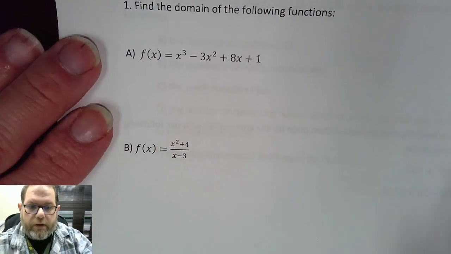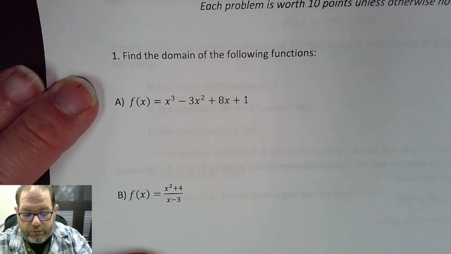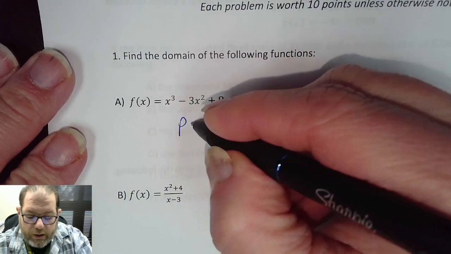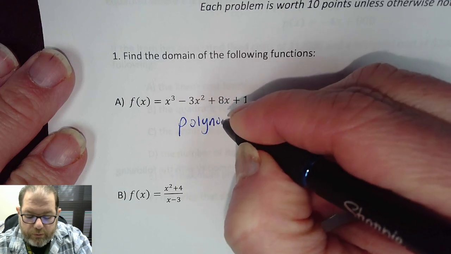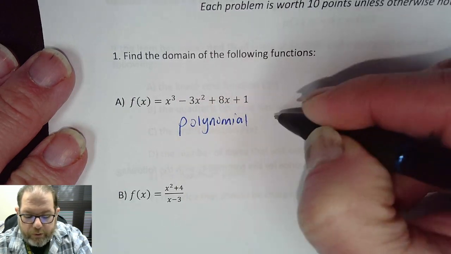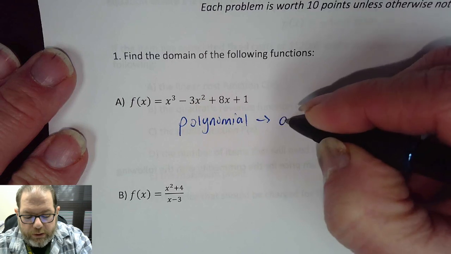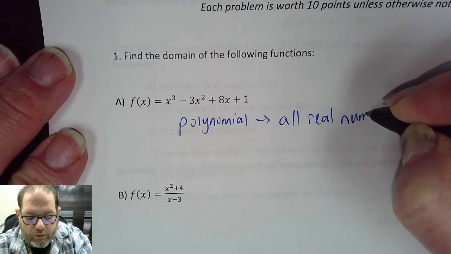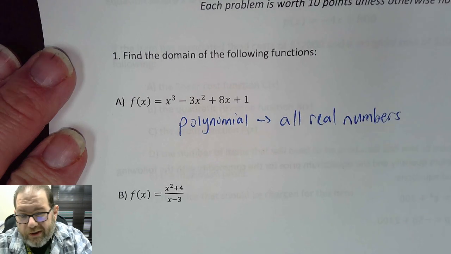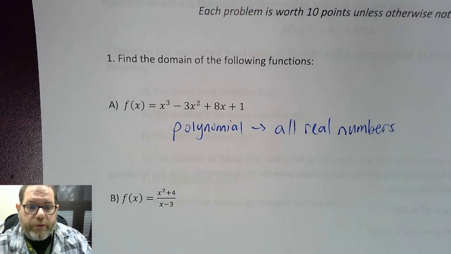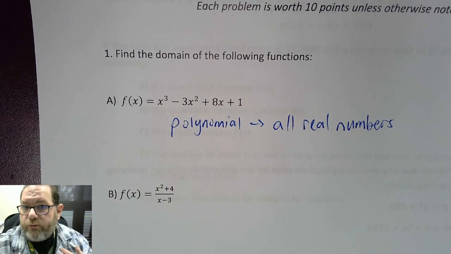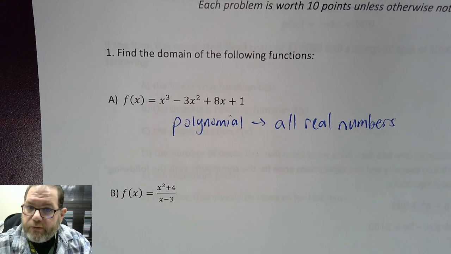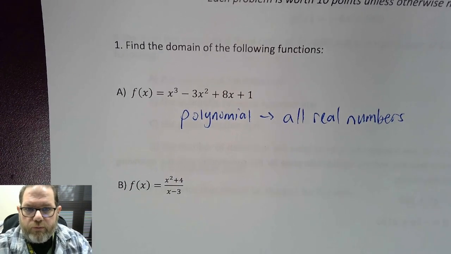First, we have a polynomial, f of x equals x cubed minus 3x squared plus 8x plus 1. Because this is a polynomial, we know its domain is all real numbers. And that's all we have to do there. Okay? So we recognize what type of function it is first, and then that should help us identify what the domain is going to be.